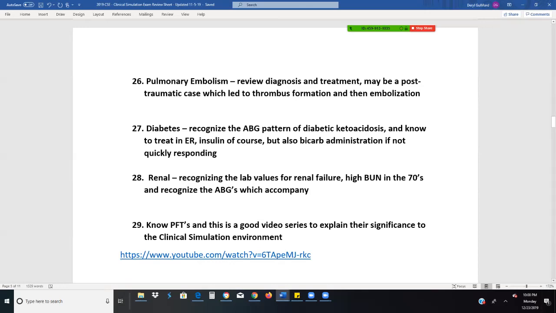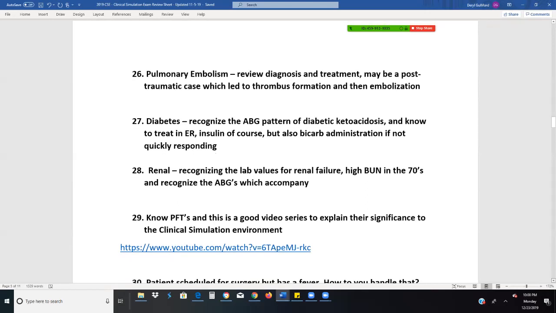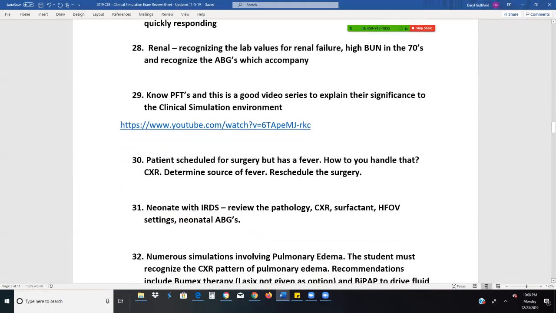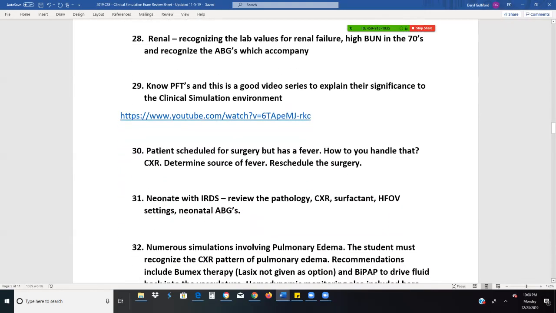Renal, you could have a renal case, and in that case, what we'd be dealing with is a high BUN, let's say in the 70s or 80s, normal's 20, and recognize the ABGs which accompany that. So that will be your renal case. PFTs, there's a great video series to help explain this in a ClinSim environment. I've provided the link for you here, so definitely take a look at this.